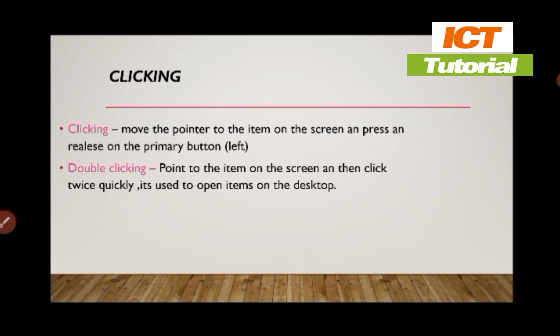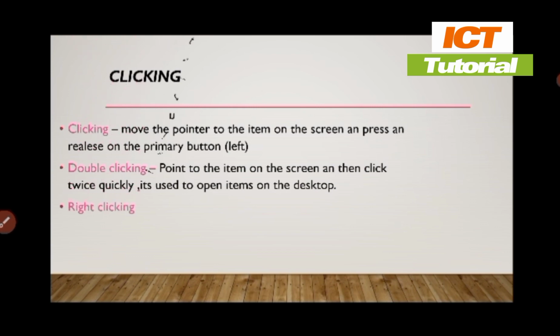On which button? On the left button, twice quickly. You double click it. It's used to open items on the desktop. So if you want to open an item on the desktop, you double click it. Move the pointer to the item, then double click it. It will open the item.